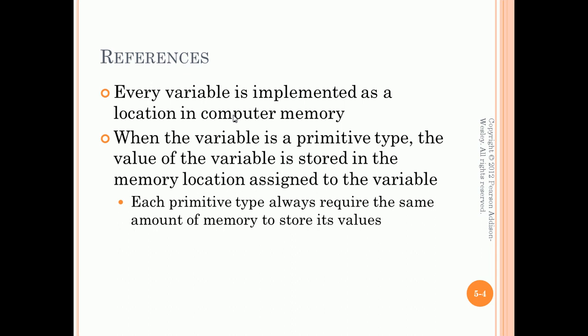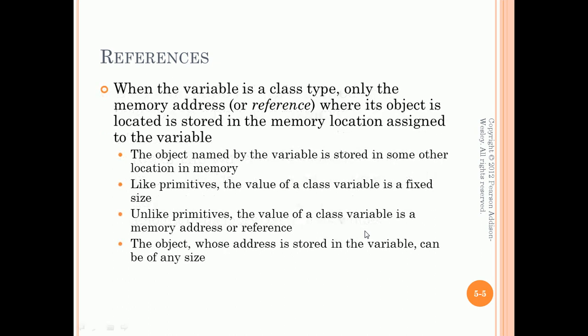So let's see how references or the objects are stored in memory. Each variable is implemented as a location in computer memory, as I just told you. When the variable is a primitive type, the value of the variable is stored in the memory location assigned to the variable. This discussion has been done previously, that whenever a primitive variable is assigned a memory, the value of the variable is present in the memory. Right? Now, what about references?